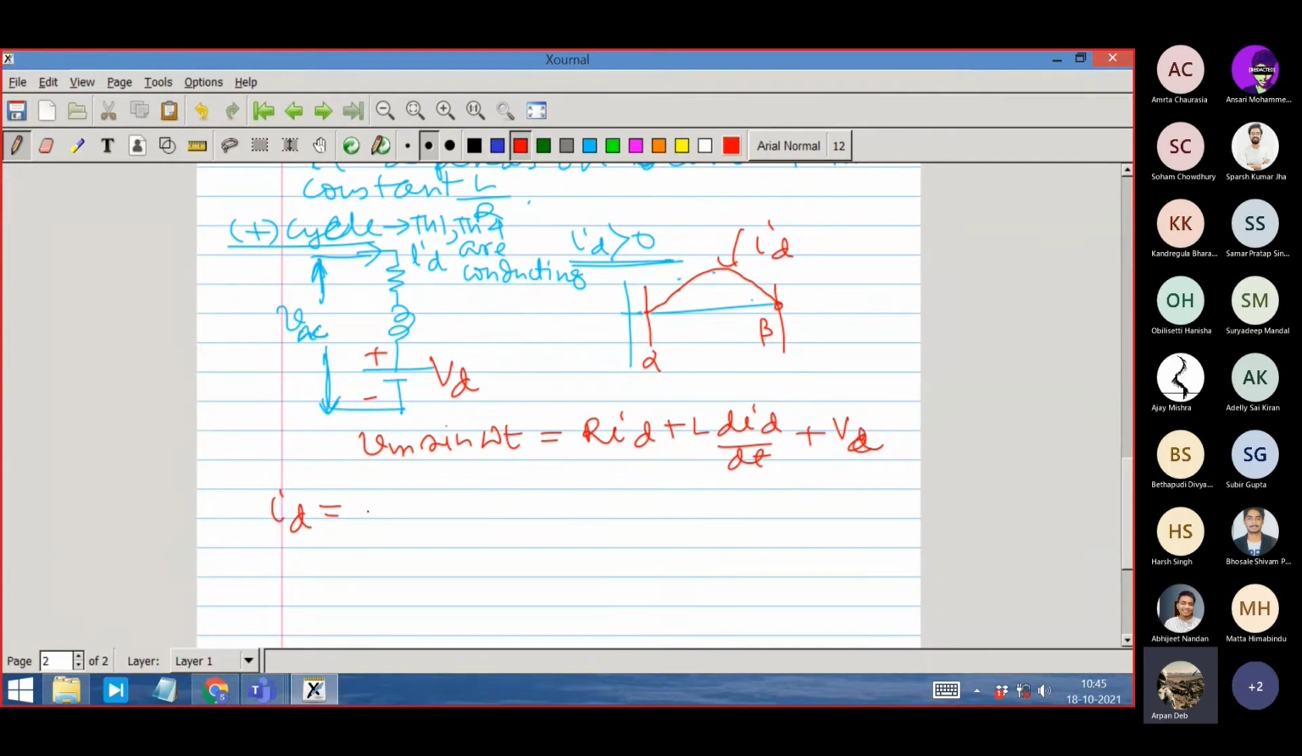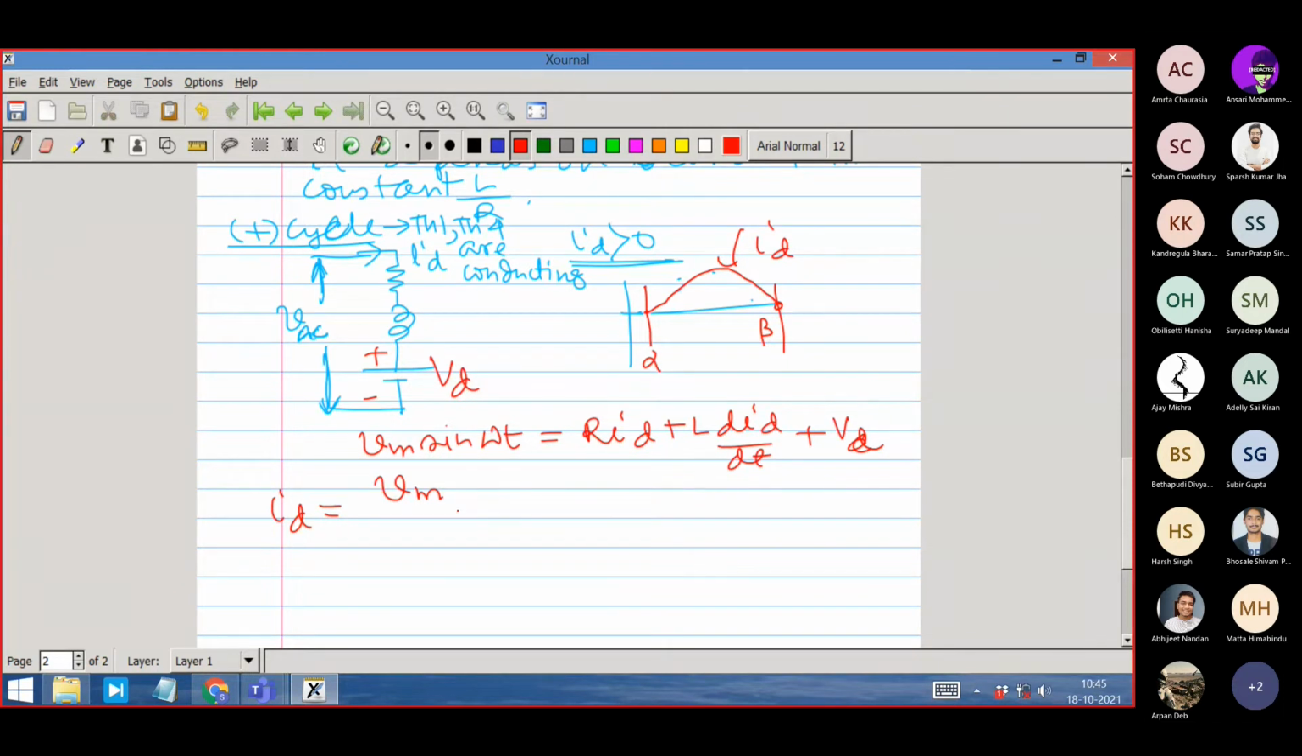I will take the superposition idea. I assume that Vd is not there. And what is the steady state solution? I say Vm by Z. I'm assuming that Vd is not there. I'm breaking it into components. First is steady state, and then another is the transient part. What you call the particular integral and the complementary function.